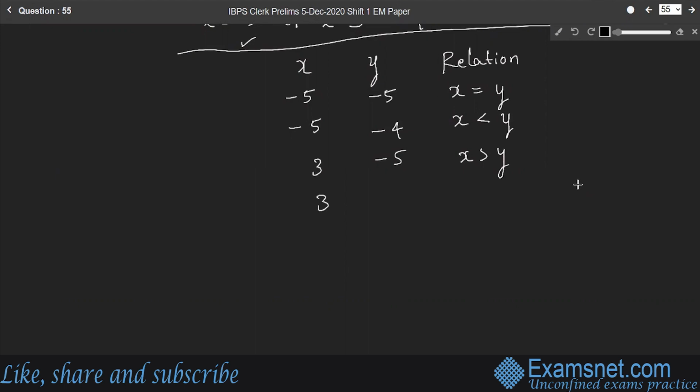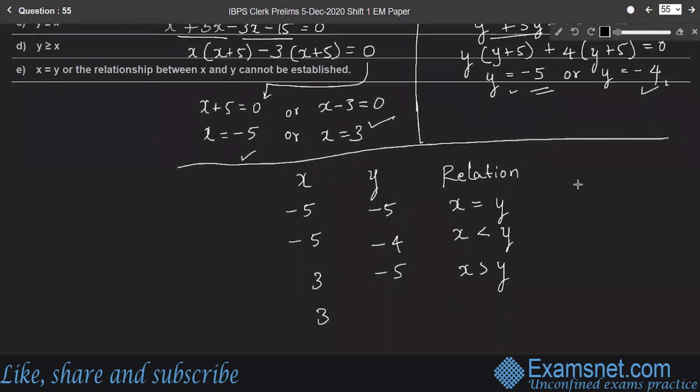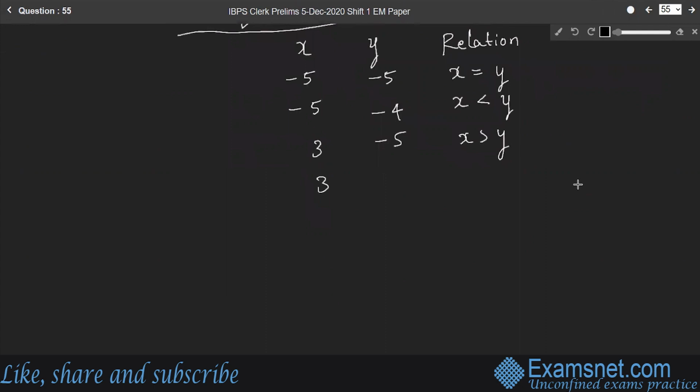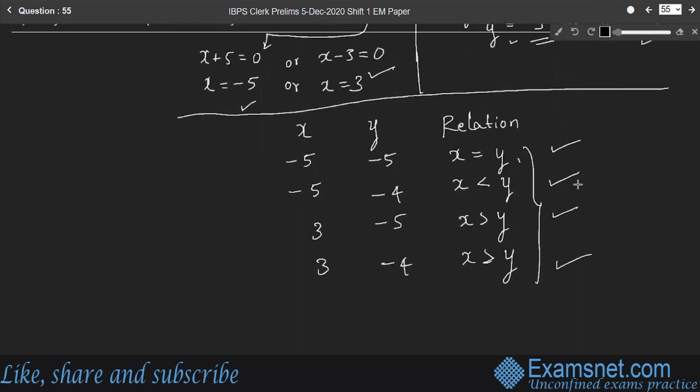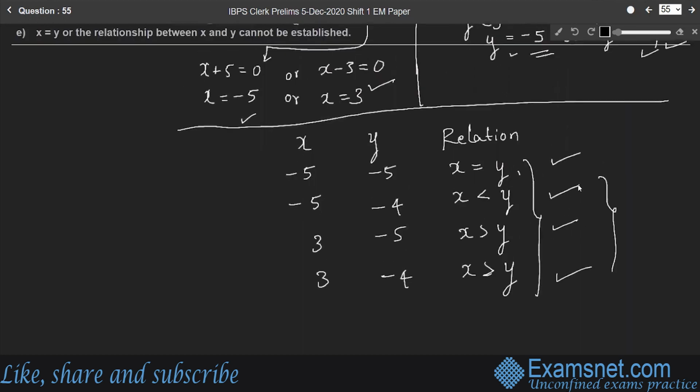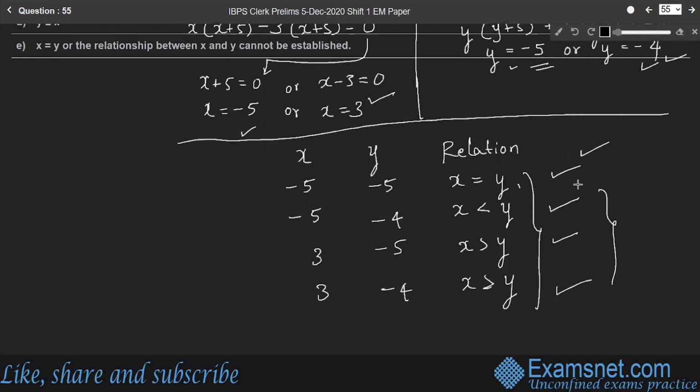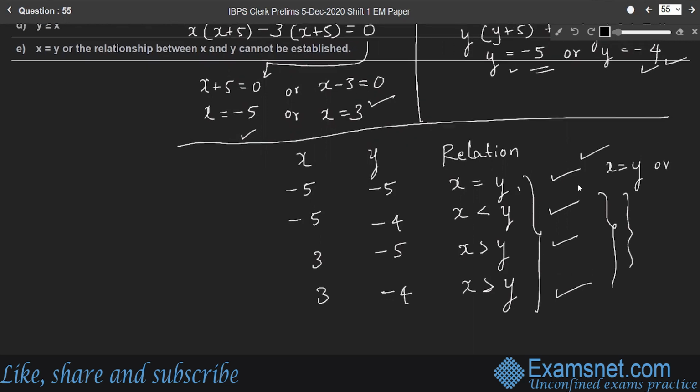Again, if x is plus 3 and the next value of y is minus 4, in this case x is greater than y. So here x is equal to y, x is less than y. In the last two cases, x is greater than y. Therefore, we cannot determine the relation between x and y, except the first case. So x is equal to y or we cannot determine the relation.